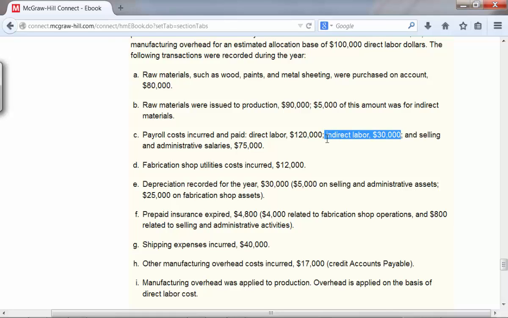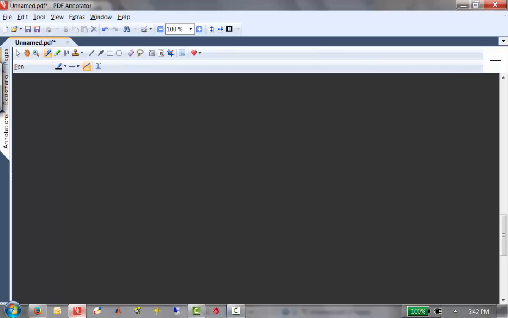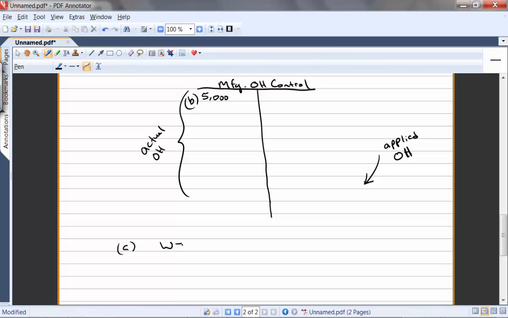Those people that are in the factory, but they're not directly involved in making the product. So they're sweeping the floor, or they're performing janitorial services, or something like that. And then $75,000 were paid to people who aren't in the factory. They're salespeople trying to sell the product out in the field, or the CEO, some administrative person. So these costs are just period expenses. They're not even product costs. They're not manufacturing costs. So for the direct labor, that's got to go into WIP.